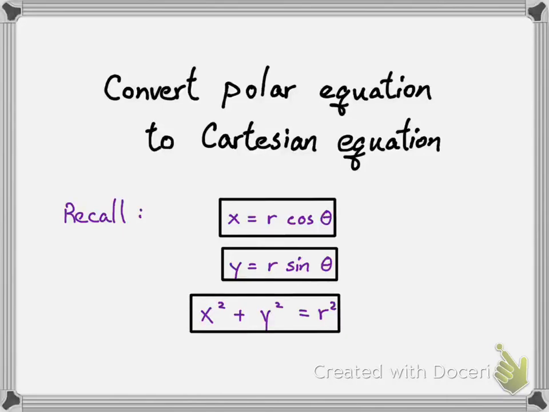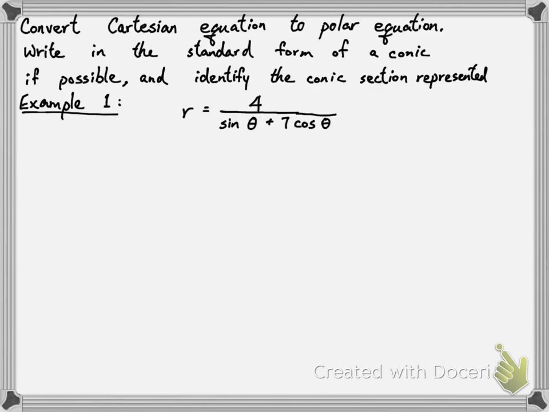Hello everyone, in this video we are going to convert polar equation to Cartesian equation. Recall that x equals r cosine theta, y equals r sine theta, and x squared plus y squared equals r squared. Convert Cartesian equation to polar equation. Write in the standard form of a conic if possible, and identify the conic section represented.